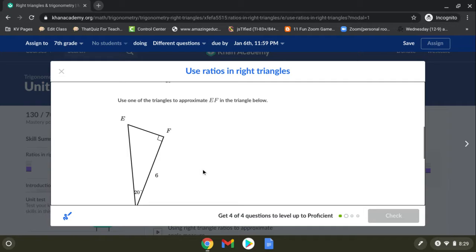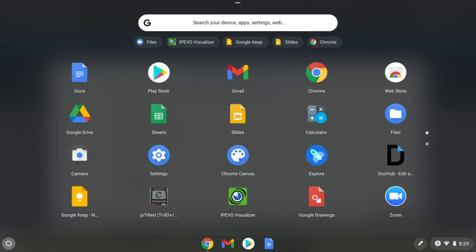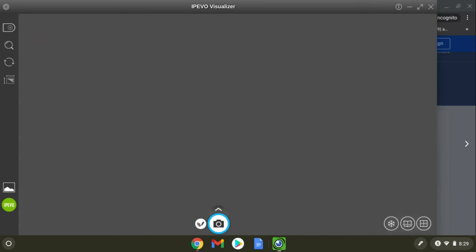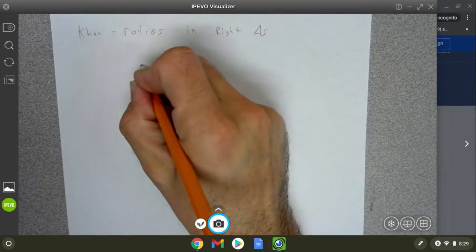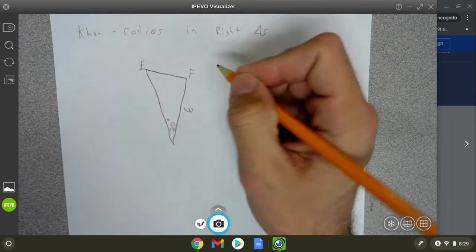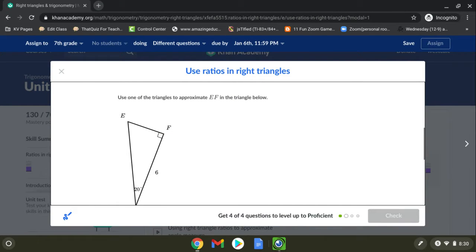So I'm going to go ahead and draw a little picture of that. Something close to it, doesn't have to be perfect. All right, side length 6. All right, so I've got that drawn. Oh, actually, I need to open that up. There we go. So I've got that drawn, and EF is that side there. What's this other one? D.